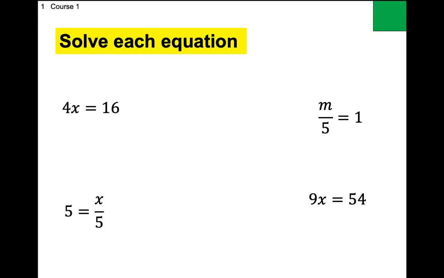Are we done? That's good. You don't like the answer? So 4 divided by 4 cancels. Smash through it. 16 divided by 4. David, you got this?